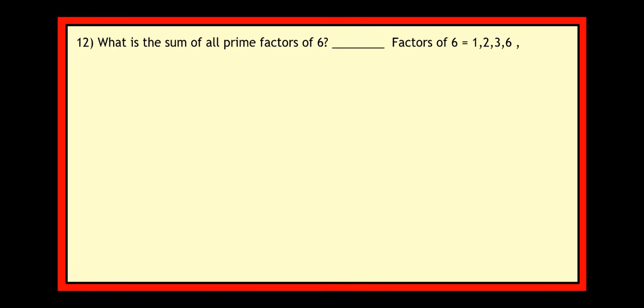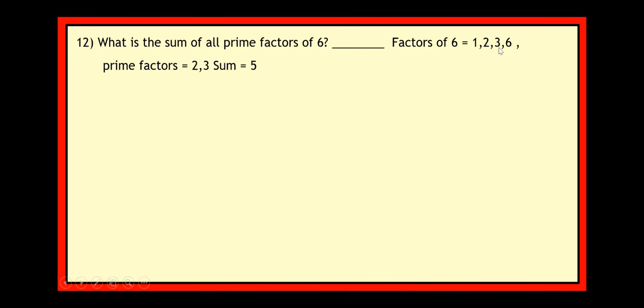Now, question number 12. What is the sum of all prime factors of 6? We have to write the sum of all prime factors. Look at the question properly. First of all, let us list out the factors of 6. What are the factors of 6? 1, 2, 3 and 6. Among all these 4 factors, what are prime numbers? The prime factors are 2 and 3. 1 is neither prime nor composite, and 6 is a composite number, therefore leave these 2.